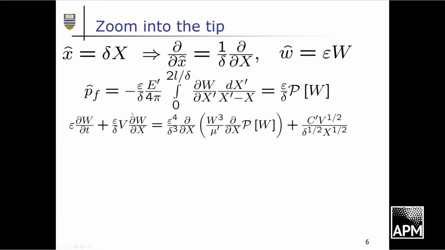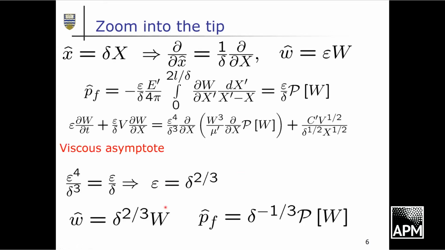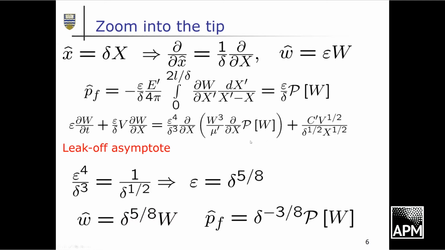And we're going to adjust the sizes of these. If you plug into the equations and apply the chain rule, you end up transforming everything to look like this. And if you balance, for example, this term and this term, you end up with a viscous asymptote. It shows that the width goes like this 2/3 power, and the pressure is singular with this minus 1/3 power. If you balance, for example, this term and this term, you end up with this 5/8 power, and the width goes with this 5/8, and the pressure is also singular.